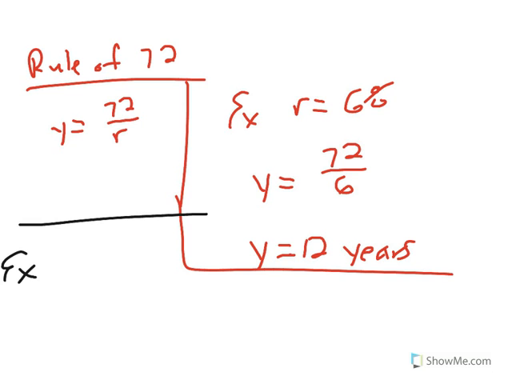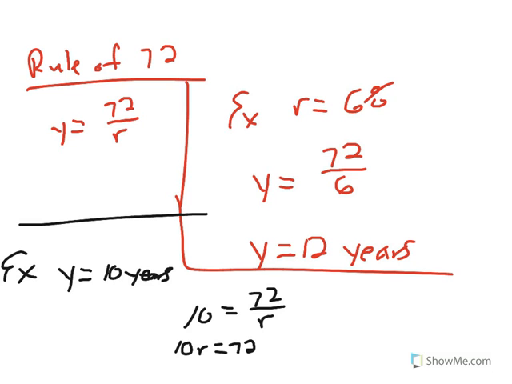Another example. Let's say that you want your money to double in 10 years. What's your interest rate need to be? Well, using a little bit of algebra, if you multiply both sides by r, you get 10r is 72. And if you divide both sides by 10, you get r = 7.2% is what you would need.